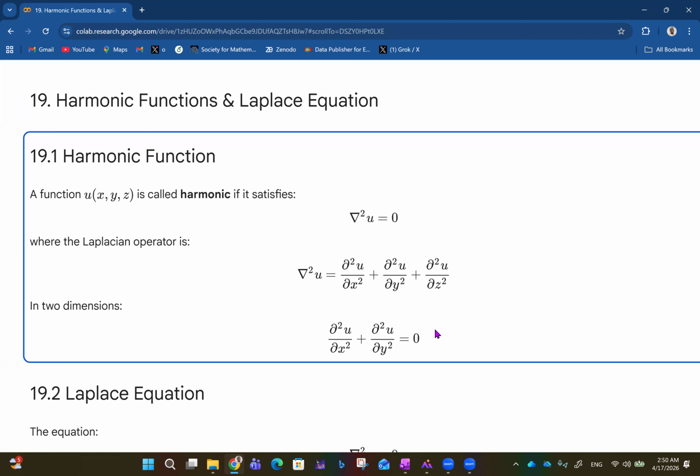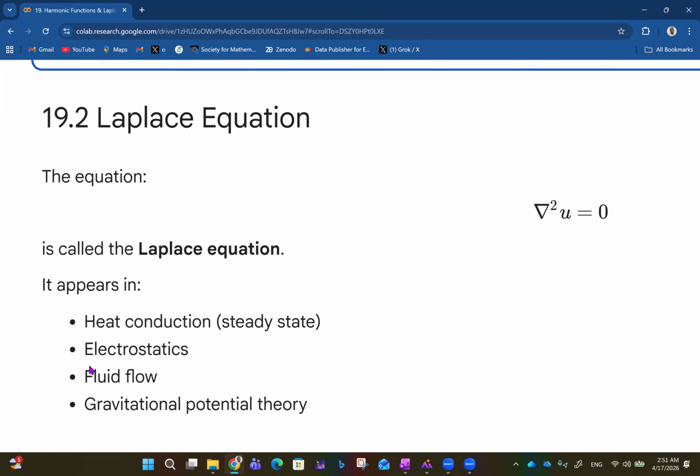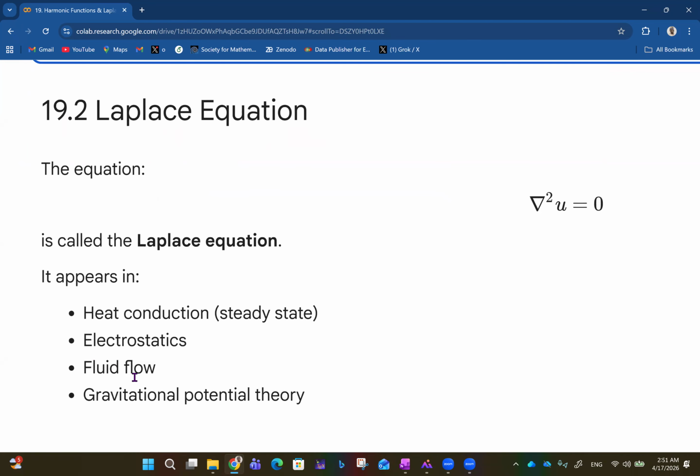Okay. So let's look at the Laplace equation now. The equation grad squared u equals 0 is called the Laplace equation. It appears in heat conduction, in steady state, and it appears in electrostatics and fluid flow, and of course in gravitational potential theory. So you can see the wide application of that.